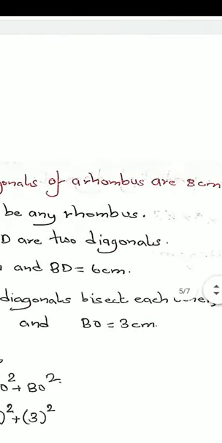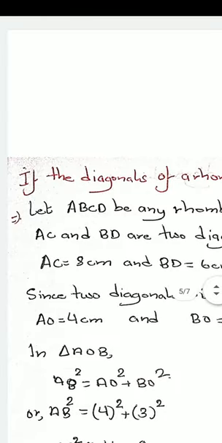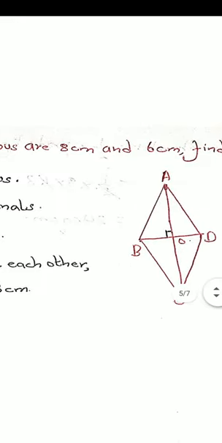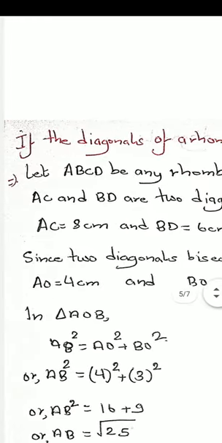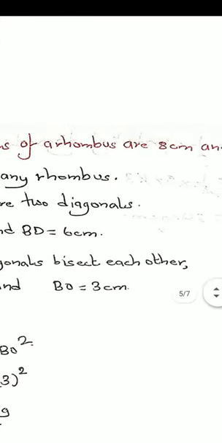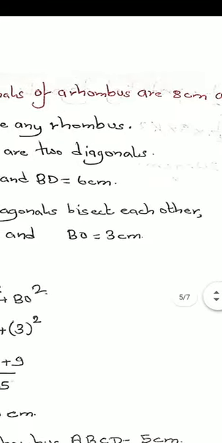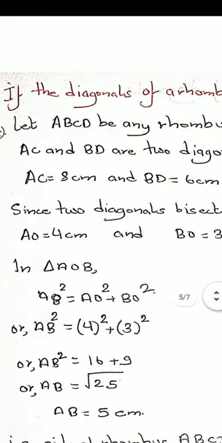Okay. So this is the question. We are given two diagonals and we are supposed to find its perimeter. So I'll write, let ABCD be any rhombus that I have, A, B, C and D. Now AC and BD are two diagonals. I'm drawing it like this. AC and BD are two diagonals whose lengths are AC equals 8 centimeter and BD equals 6 centimeter.